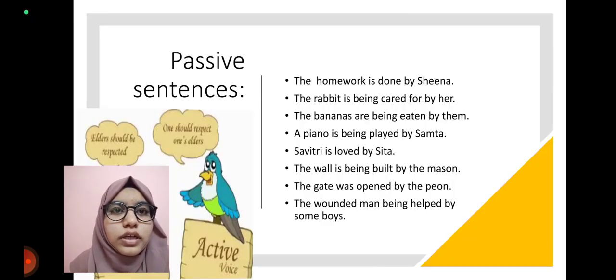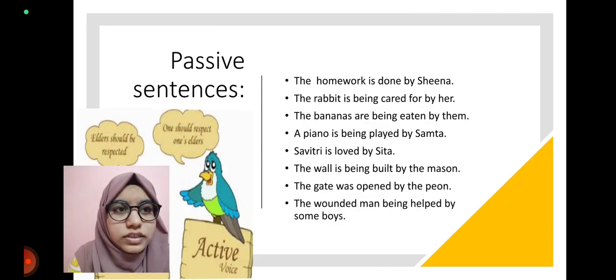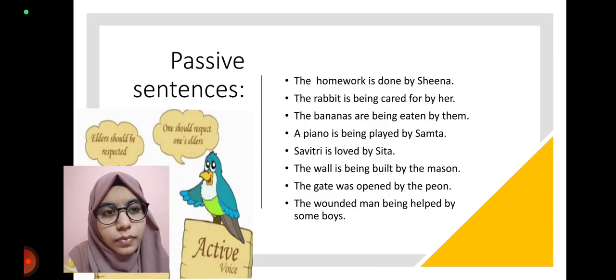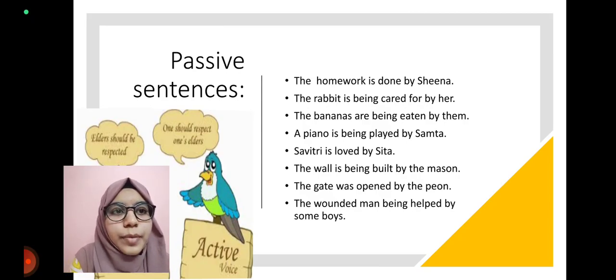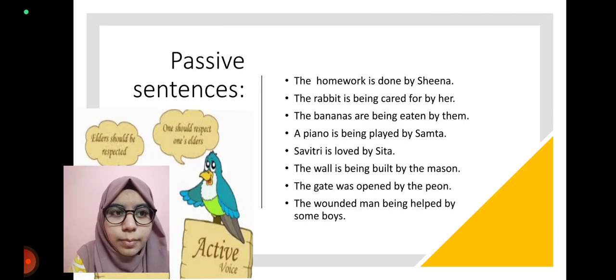And the corresponding passive sentences for that are: homework is done by Sheena, the rabbit is being cared for by her, the bananas are being eaten by them, a piano is being played by Santa, Savitri is loved by Sita, the wall is being built by the mason, the gate was opened by the peon, the wounded man was being helped by some boys.